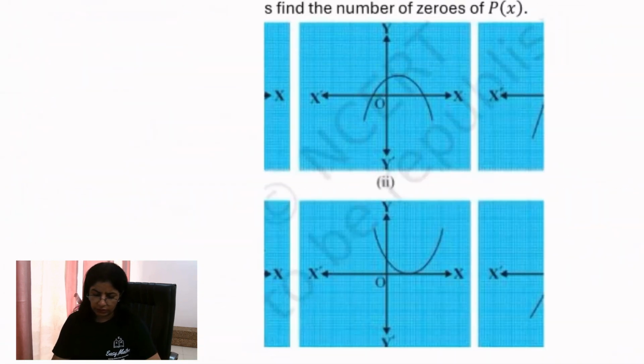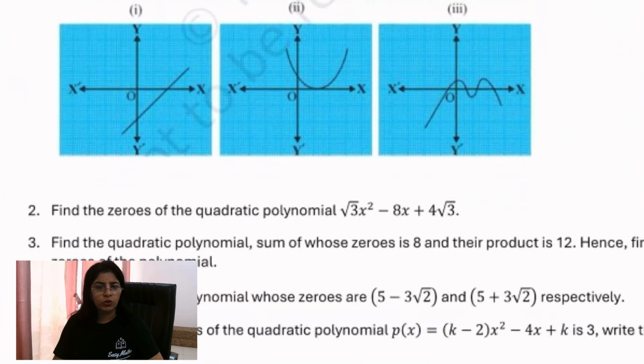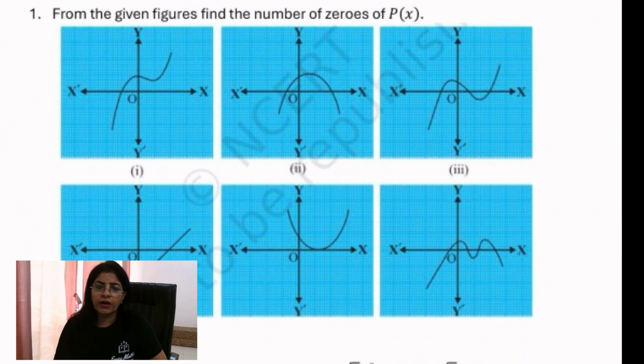Let's start. Let's come to this. First question. So I have a set of 10 questions for you all. The first question is on the graph. From the given figure, find the number of zeros a polynomial is having.